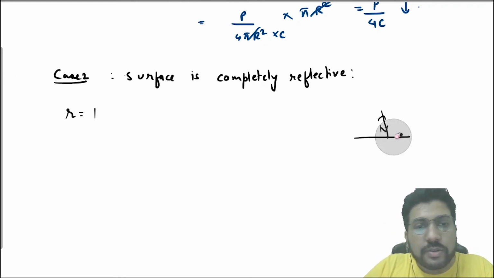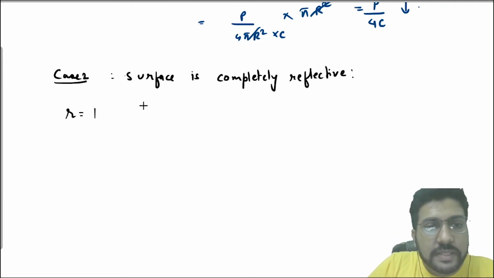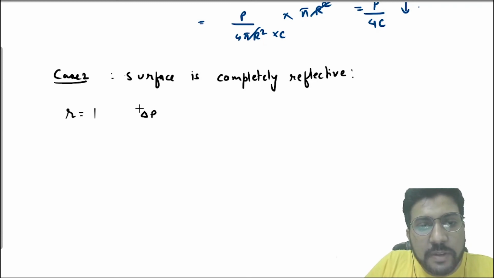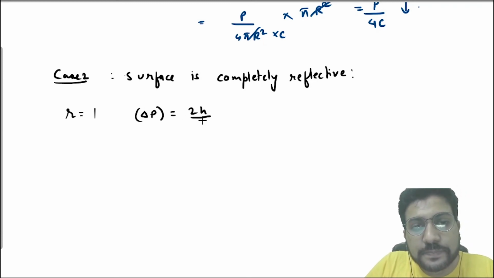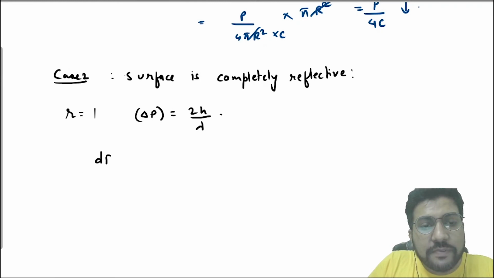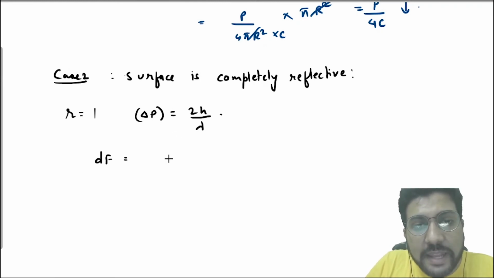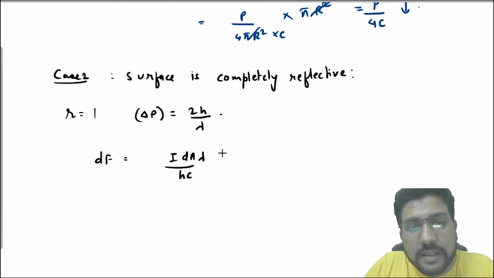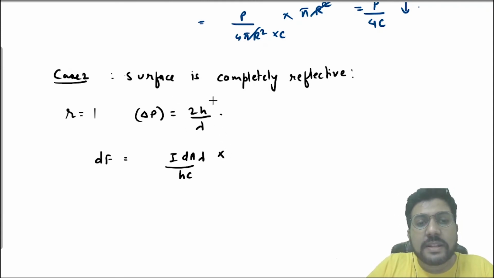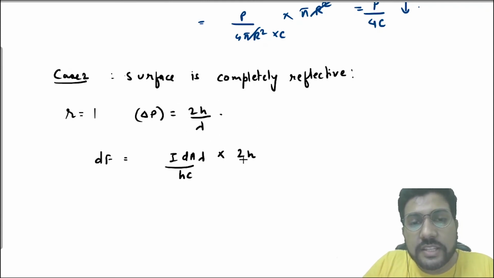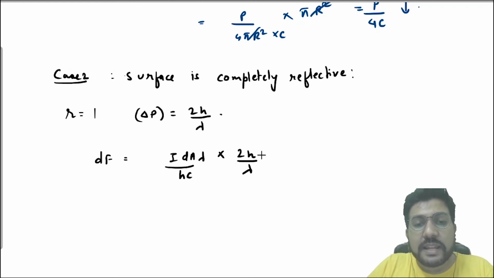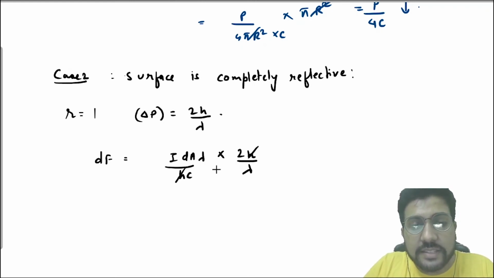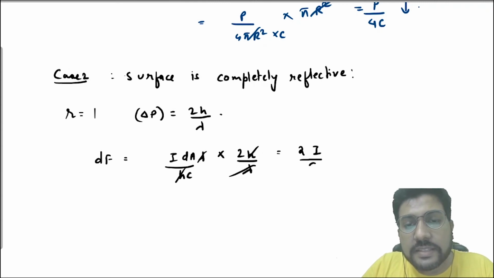So the change in momentum will be 2h by lambda. That means the net force on one element will be equal to n by t, that is I dA, sorry, E is hc by lambda, multiplied by the change in momentum of one photon. The change in momentum of one photon is 2h by lambda, h cancels, lambda cancels. So you will get 2I by c into dA.